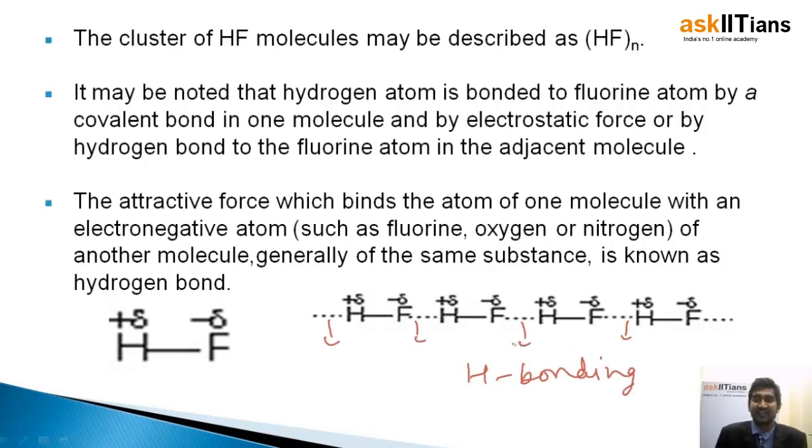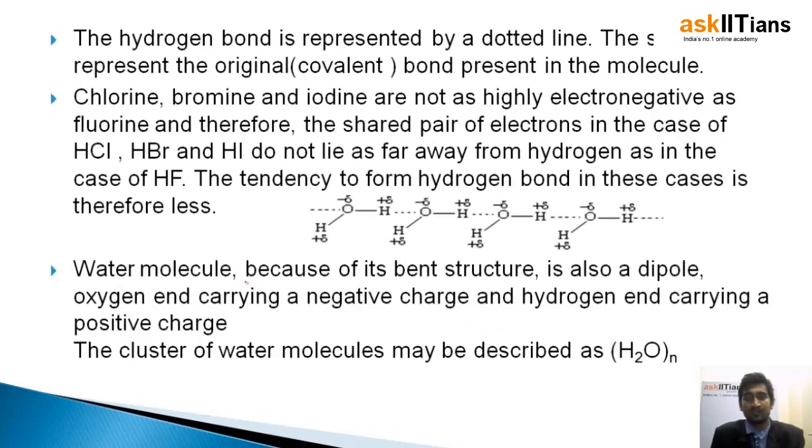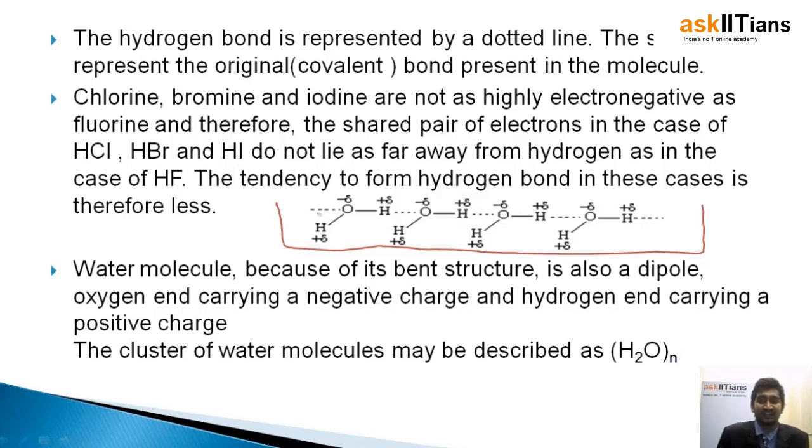This attractive force which binds the hydrogen atom of one molecule with an electronegative element like fluorine or oxygen of another molecule of the same substance is generally called hydrogen bond. Hydrogen bond is observed in water molecules also. See this structure in case of water, and it is represented by a dotted line. That is a representation of hydrogen bond whenever it is formed.